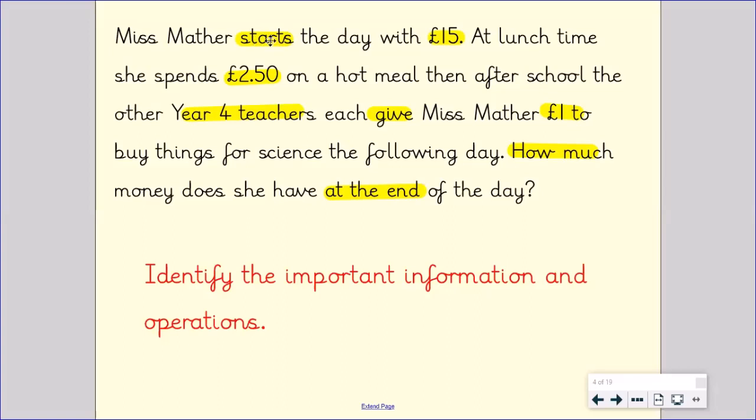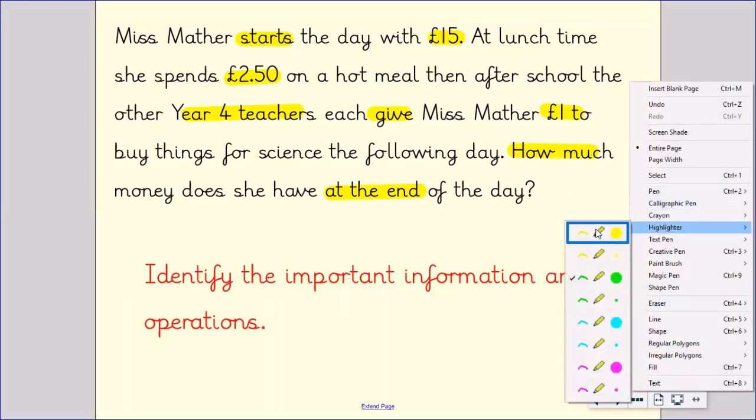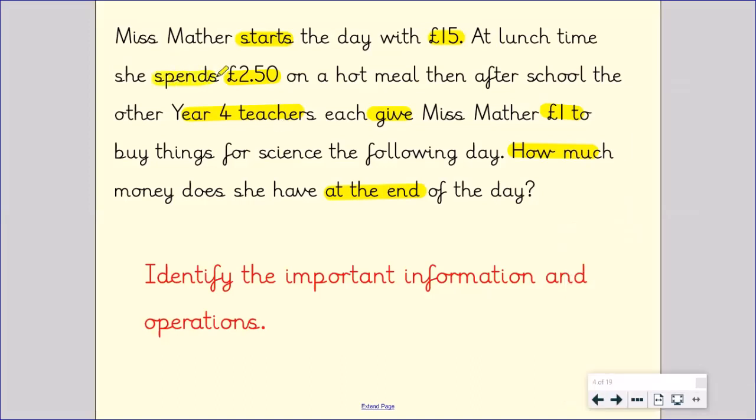So I've highlighted starts because that is where I'm beginning. Okay, so £15 is where I start. That's the beginning of my day, or the amount of money that I have. Then I've highlighted £2.50. Okay, so I really should have highlighted spent. So I'm going to highlight that here because this £2.50 is important to know that I'm going to have to take this amount off because she spent it from the £15. The next bit I've highlighted is Year 4 teachers give and £1.